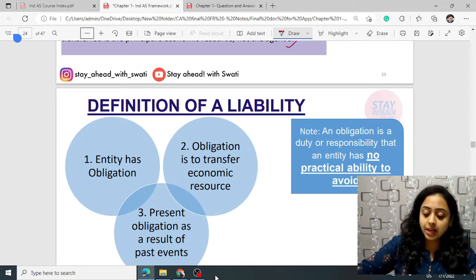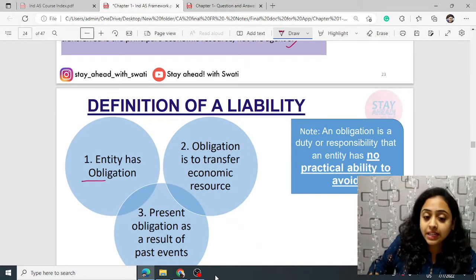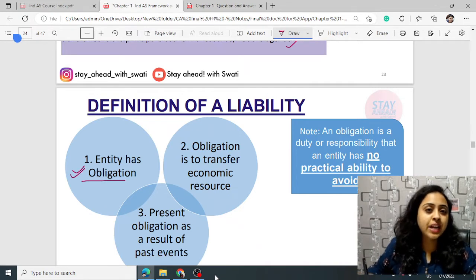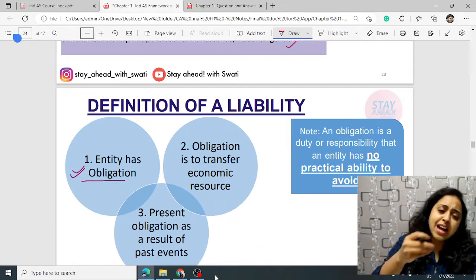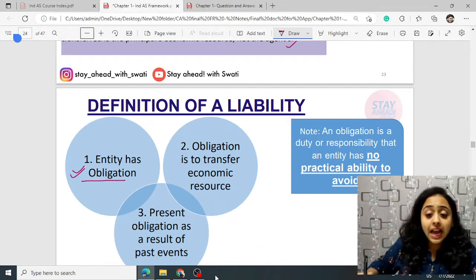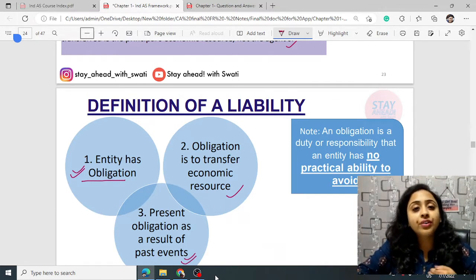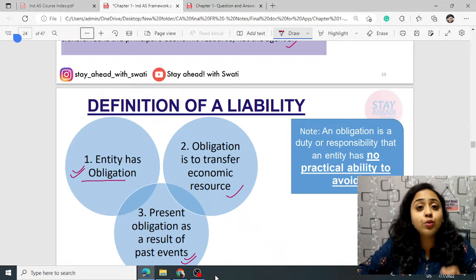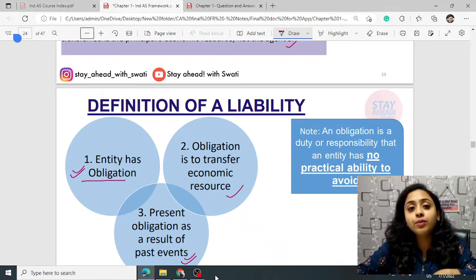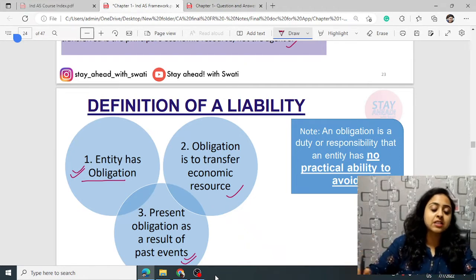Next, definition of a liability. The entity has an obligation. Obligation means responsibility or duty to transfer any economic resource. It can be cash, goods, services. The entity is to transfer an economic resource, a present obligation as a result of past events. In the past you have done something, you have contracted or dealt in something, you have promised something, you have entered into a transaction, and due to which there arises an obligation and you have to fulfill that. Then it will be known as a present obligation as a result of past events.